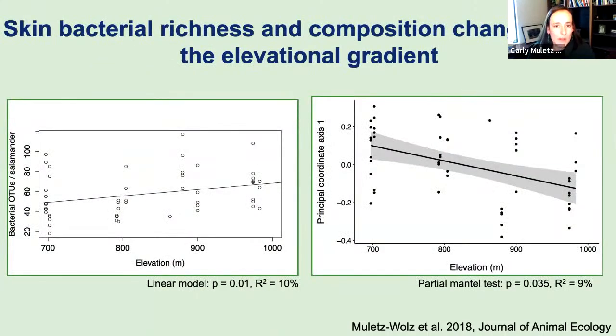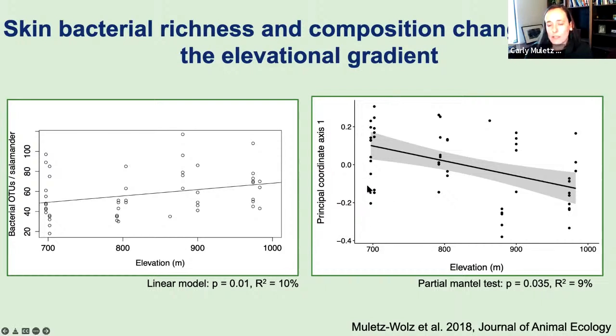So what we found when we looked at this elevational gradient is that skin bacterial richness and composition changed along the elevational gradient. So this first figure here, looking at richness of the microbial community, bacterial taxa on the y-axis, and then along the x-axis elevation. As we increased in elevation, we saw a steady increase in the number of bacteria that were present on the skin of a salamander.